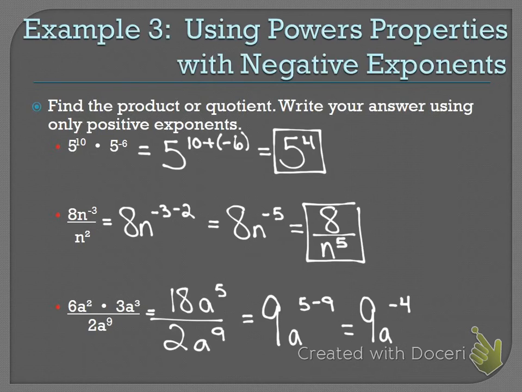9a to the what? Negative 4th power. But can that be my answer? No, because I have a negative exponent. Don't say it out loud. Write your final answer. Samantha, what'd you get? I got 9 over a to the 4th. 9 over a to the 4th. All right, good job.